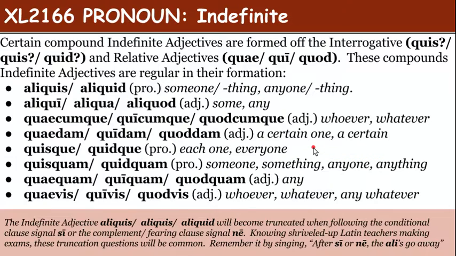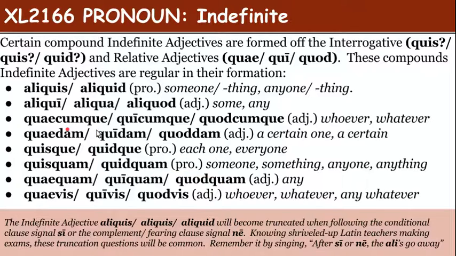Let's talk about the indefinite. Now, the indefinite's the fun one. Certain compounds of quis quid or qui quod become indefinites. Ali in front of quis is someone, something. Aliqui, some or any, so one's a pronoun, one's an adjective. Quaecumque, you have to memorize these, whoever. Quaedam, a certain. Quisque, everyone. Quisquam, someone.